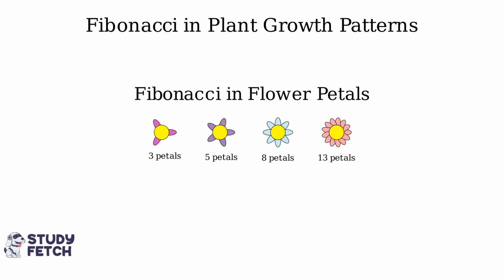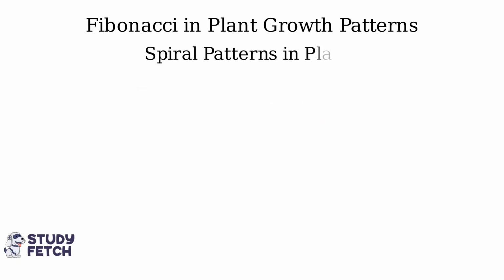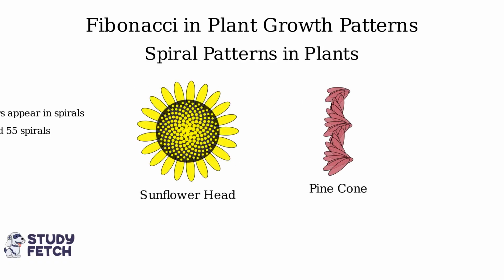Some of the most striking Fibonacci patterns appear in plant spirals, such as pine cones, pineapples, and sunflower heads. In these structures, spirals form in both clockwise and counterclockwise directions. Amazingly, the number of spirals in each direction are adjacent Fibonacci numbers.